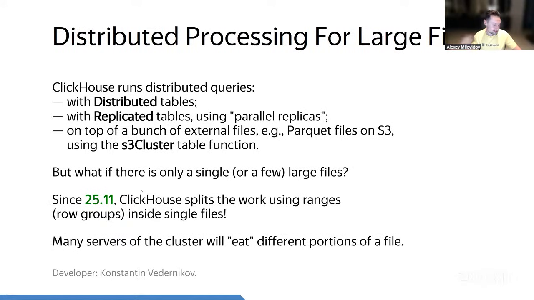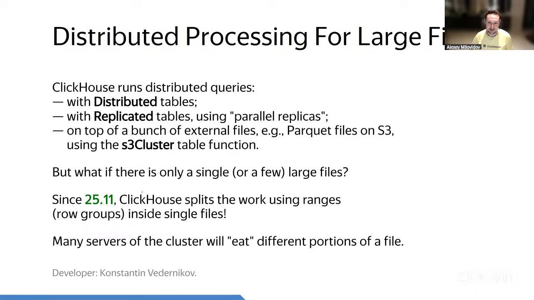But there is another case, it's quite popular, surprisingly, when there is just a single large file or just a few large files. And now we parallelize everything across different units of work, different ranges, row groups inside these files. And different servers will just take and eat different portions of every file.